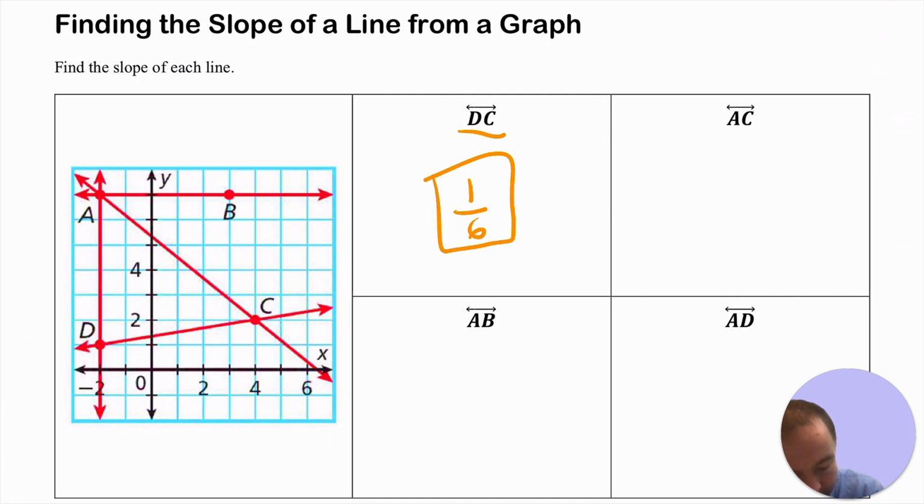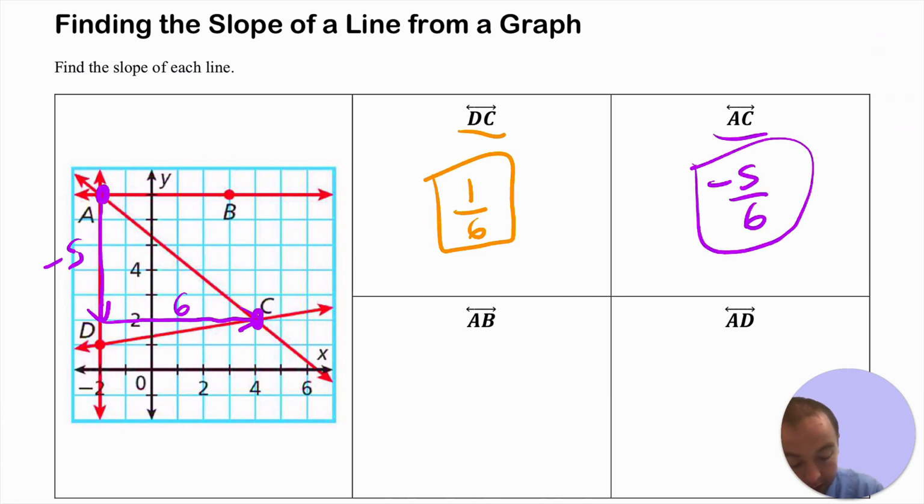And then if we move to line AC, A is right here and C is right here, so you can see it's trending downward, so we should expect a negative answer because it'll be a negative slope. If you count 1, 2, 3, 4, 5, that's 5 units of rise, which we'll say is negative since I counted downwards, and then I'm moving right, which is positive. That ends up being 6 units, so you end up getting a slope of -5/6 for line AC.